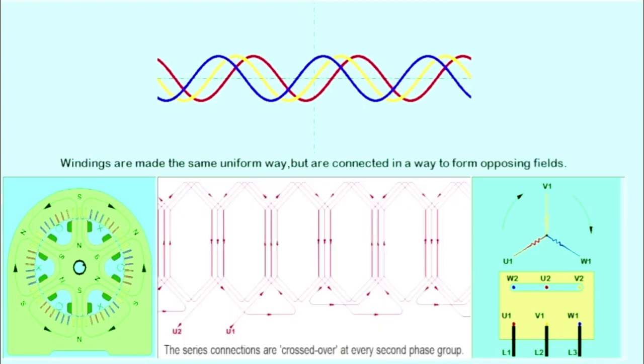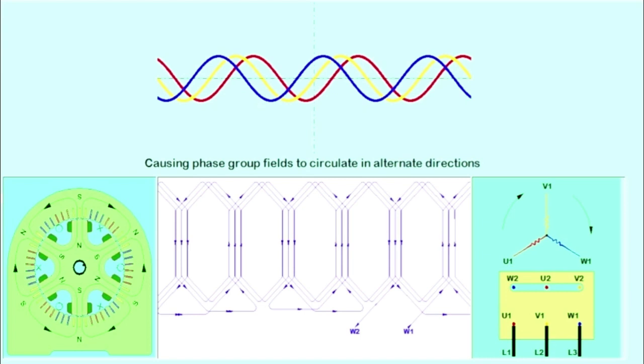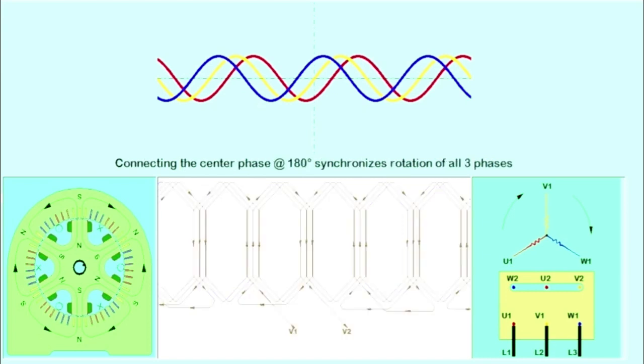Windings are made the same uniform way, but are connected in a way to form opposing fields. The series connections are crossed over at every second phase group. Each phase contributes to two fields, one from each pass through the slots. Connecting the center phase at 180 degrees synchronizes rotation of all three phases.